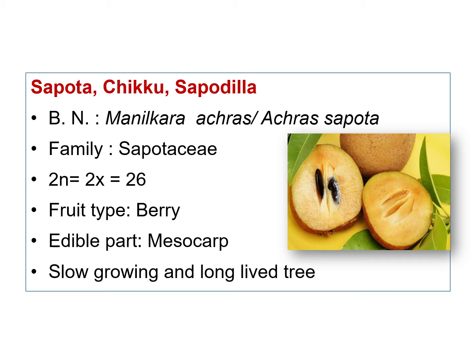So Sapota is commonly called as chikoo and it is also known as Sapodilla, and the scientific name is Manilkara achras or Achras sapota. It belongs to the family Sapotaceae and the chromosome number is 26, and the type of fruit in Sapota is berry, and the edible part in Sapota is the mesocarp, and it is a big tree. It is having long lifespan and it is slow growing.